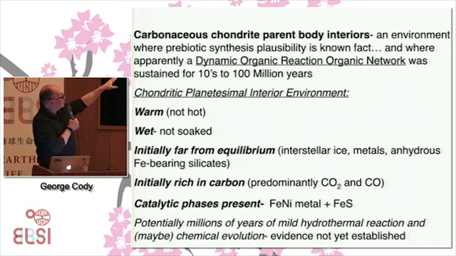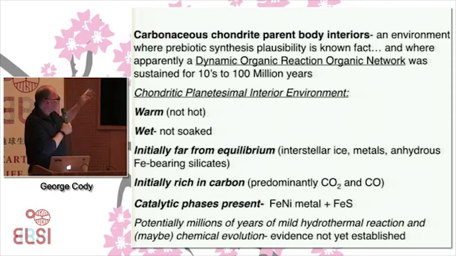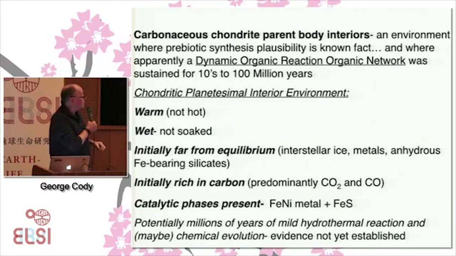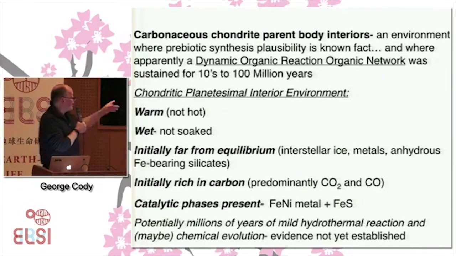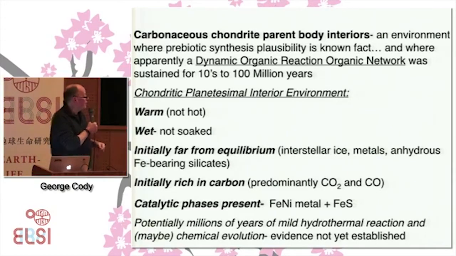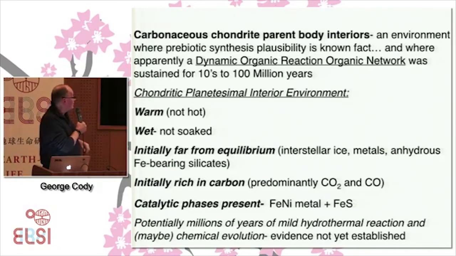They had interesting disequilibria systems that were warm but not hot. They were wet but not soaked. They initially start very far from equilibrium, very rich in carbon, predominantly CO2, and perhaps some carbon monoxide, and catalytic phases, iron, nickel, metal, cohenite, and troilite, as an iron sulfide, is very, very abundant, relatively speaking, and potentially millions of years of mild hydrothermal reaction and the possibility, perhaps, of chemical evolution.